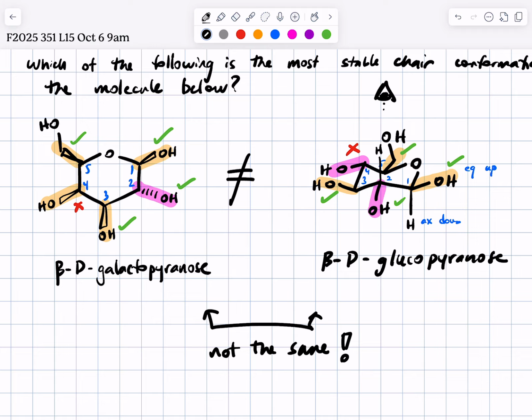They have different uses in biology, different properties, all because of that one OH group that's up in galactose but down in glucose. Yeah? So if there's a wedge on the molecule, then we're supposed to know that the substituent is up. If there's a wedge on a cyclohexane ring, you're supposed to know when you draw the chair, it should be up.